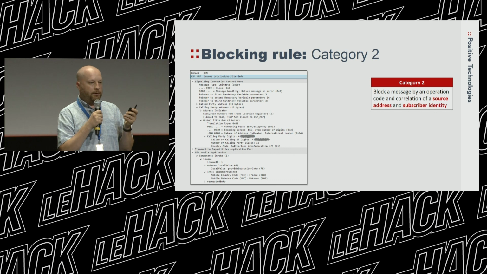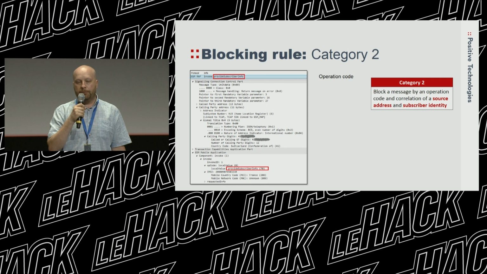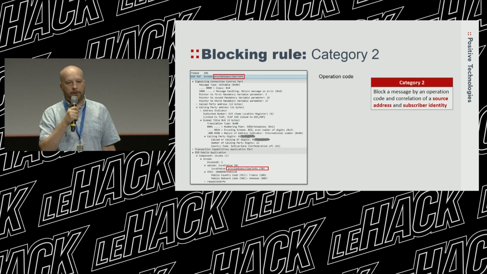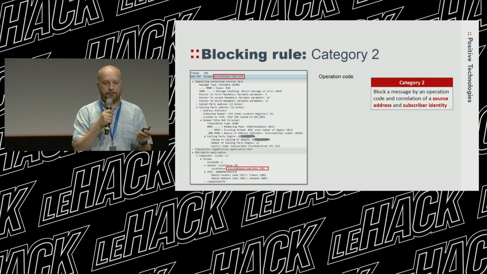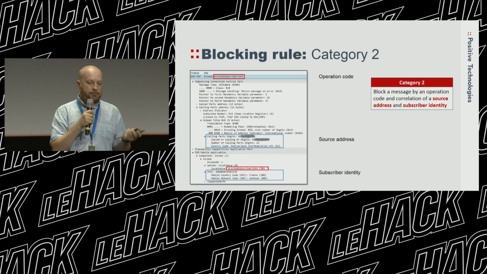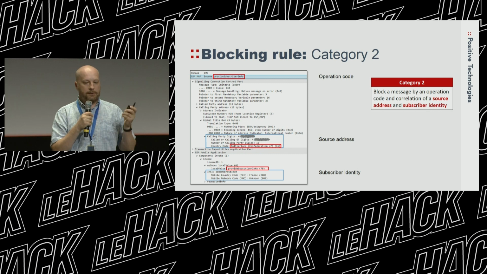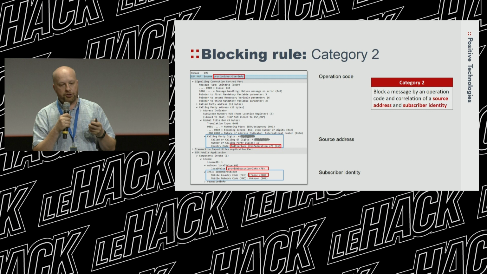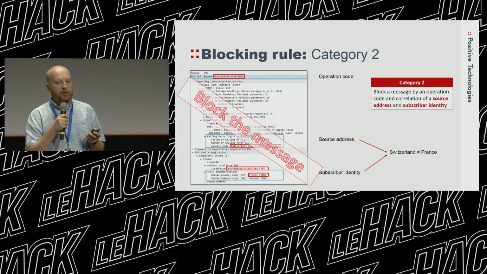How does it work? For example, a mobile operator receives a signal message with code provide subscriber info. This is a well-known signal message that could be used by intruders to define subscriber location. This is a category 2 signal message as per GSMA classification. That means that the operator should compare source with subscriber identity. Source is defined by global title. This signal message comes from Switzerland, and this signal message is related to a French subscriber. These are two different operators. That's why this message should be blocked.